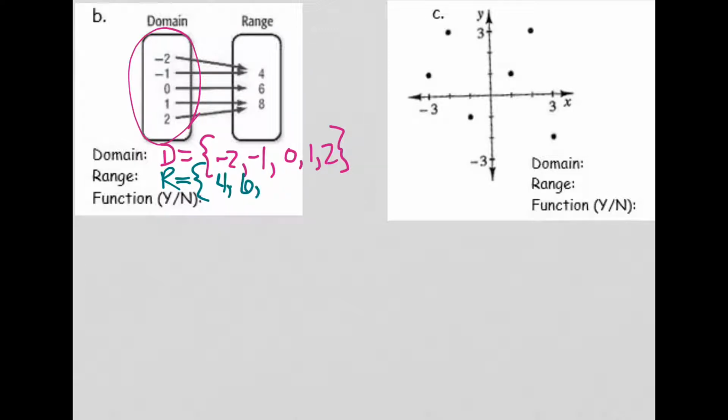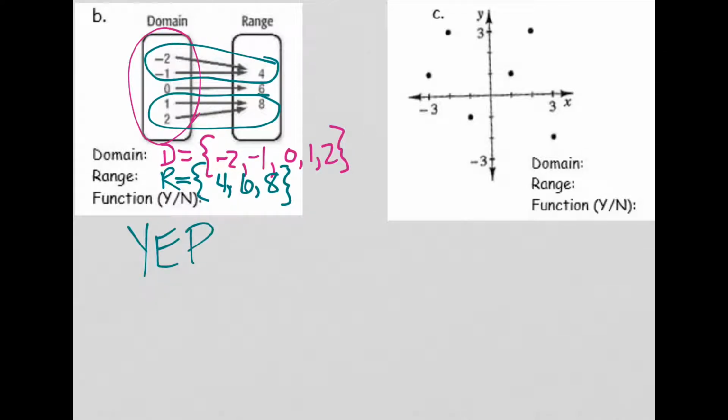Well, why is my range so much smaller than my domain? Well, a couple of these went to the same game. Those two moms went to game 4, and these two moms went to this recital. So, is that okay? Is that a function? Yep. That's a function, because each mom is not trying to be in two places at once.